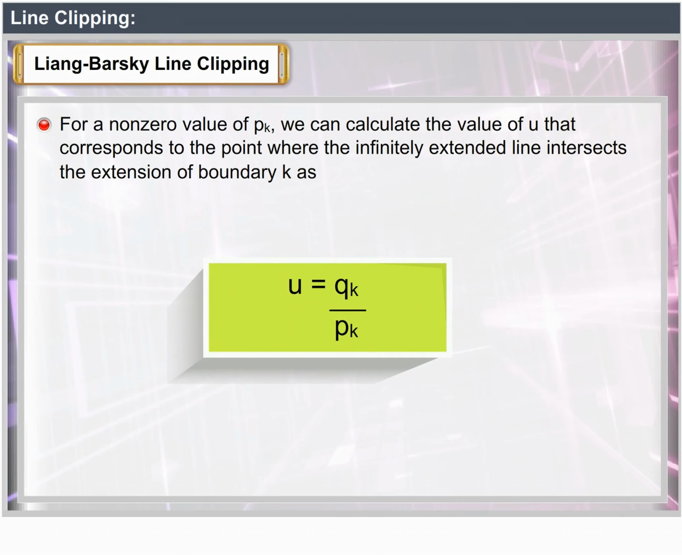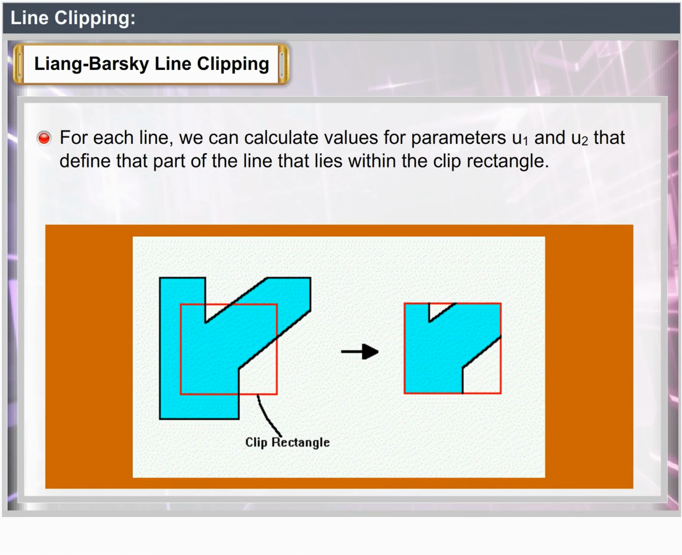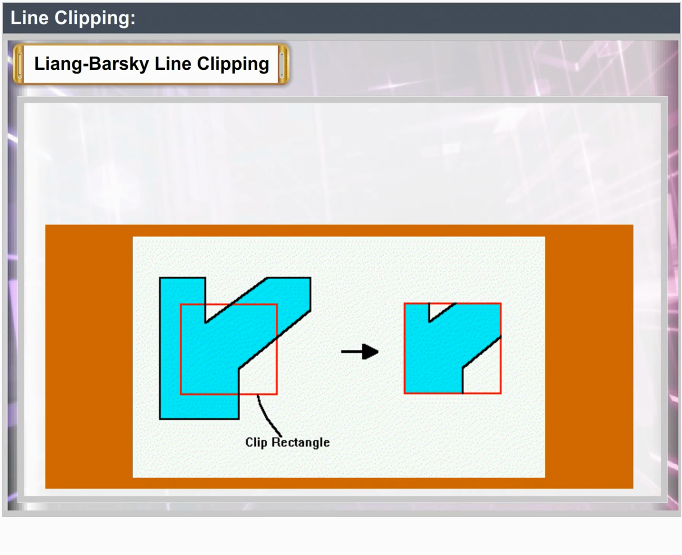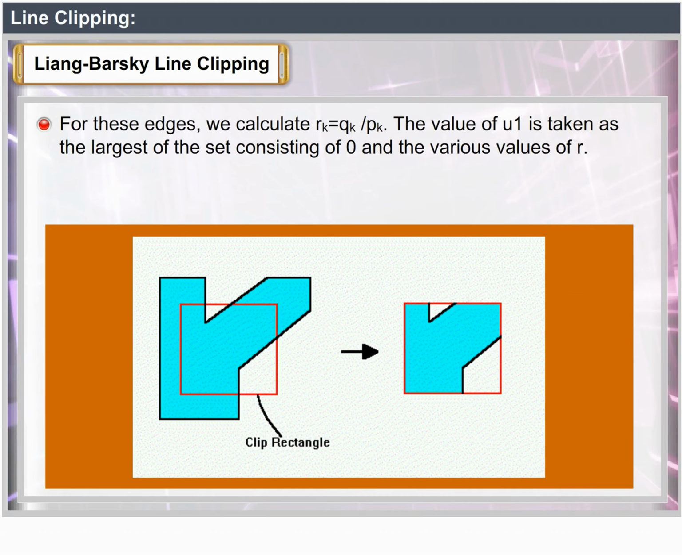For each line, we can calculate values for parameters u1 and u2 that define that part of the line that lies within the clip rectangle. The value of u1 is determined by looking at the rectangle edges for which the line proceeds from the outside to the inside, p is less than 0. For these edges, we calculate rk equals qk over pk. The value of u1 is taken as the largest of the set consisting of 0 and the various values of r.